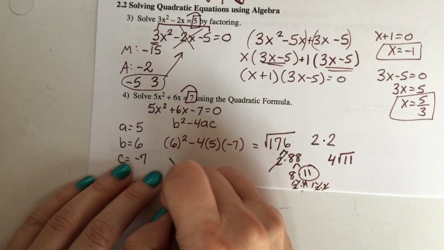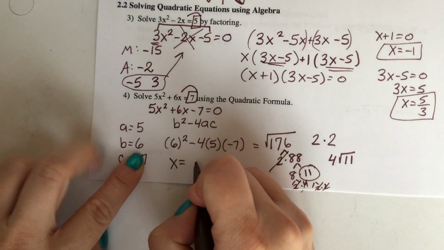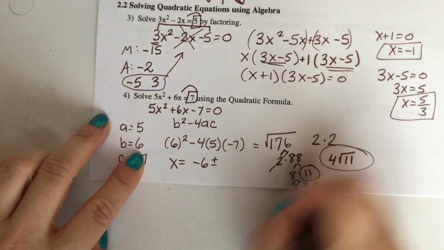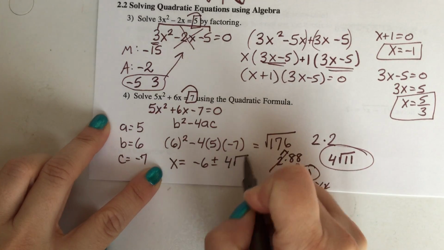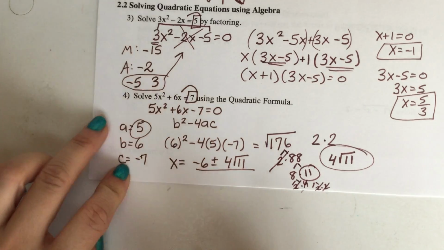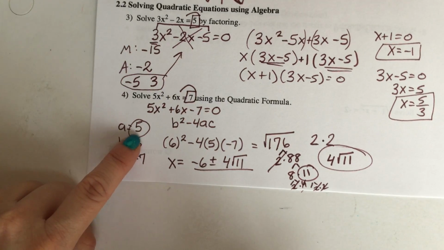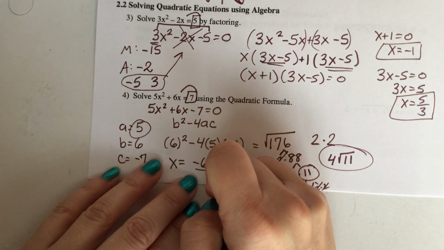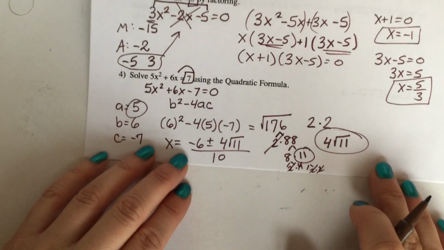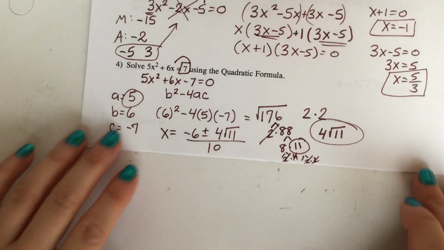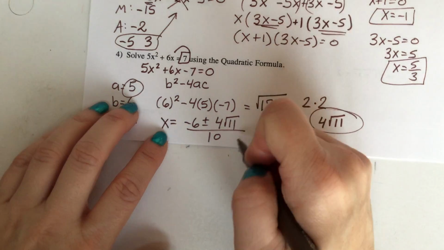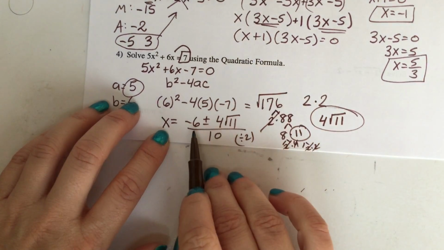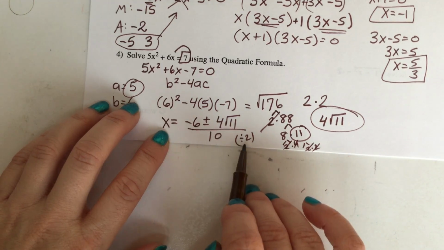Back to the quadratic. X equals negative b, so it's negative 6, plus or minus the square root of b squared minus 4ac underneath the radical. We already simplified it to 4 square roots of 11 all over 2a. A is a 5. 2 times 5 is 10. Your last step: you look at any of the values that are not underneath the radical. If you can simplify those by dividing them all by the same number, we have to. The numbers I'm looking at are the 6, the 4, and the 10. They're all divisible by 2.